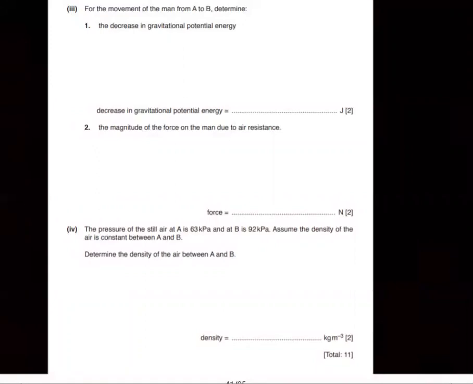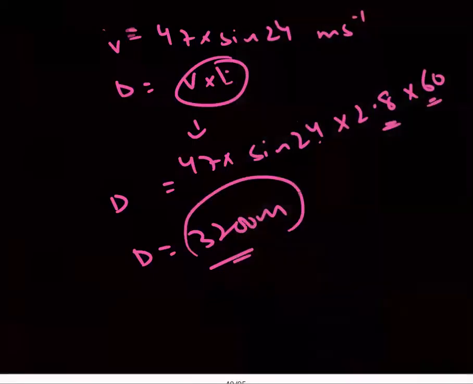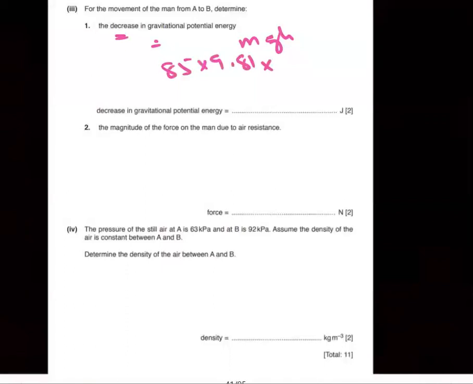Okay. Then it says from the movement of the man from A to B, determine the decrease in gravitational potential energy. mgh, right? So m is what? Mass. Mass is 85, taking g as 9.81, and h is 3200 meters. So we are getting a value of 2.7 into 10 to the power 6 joules.